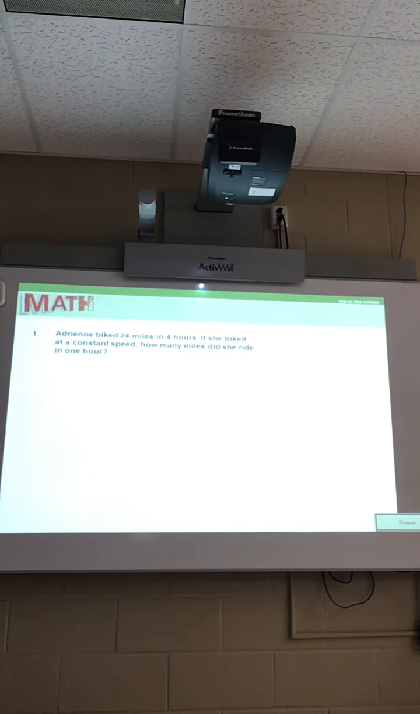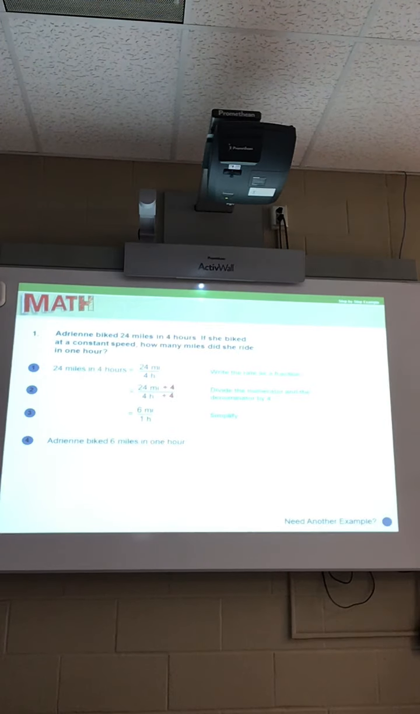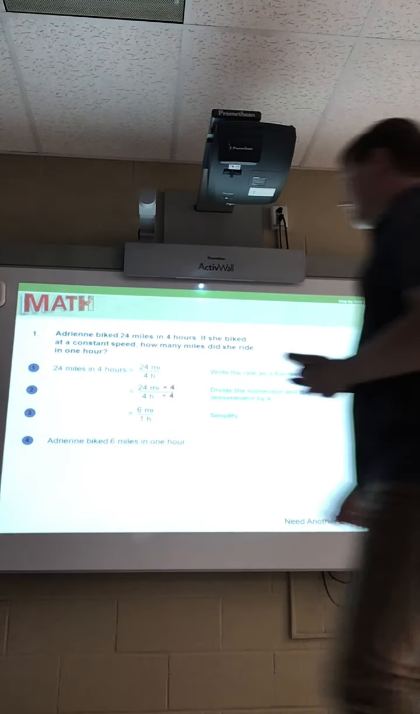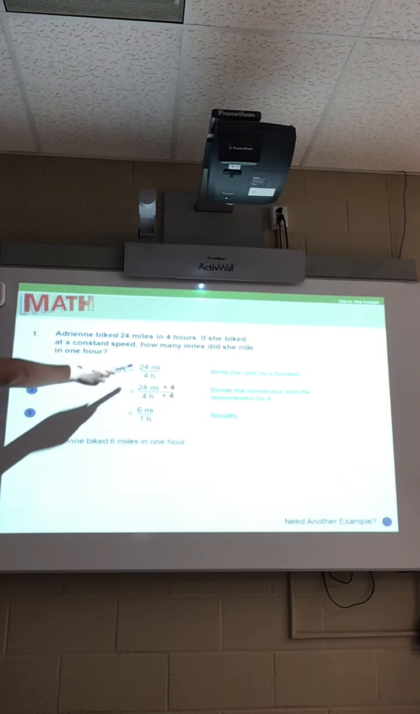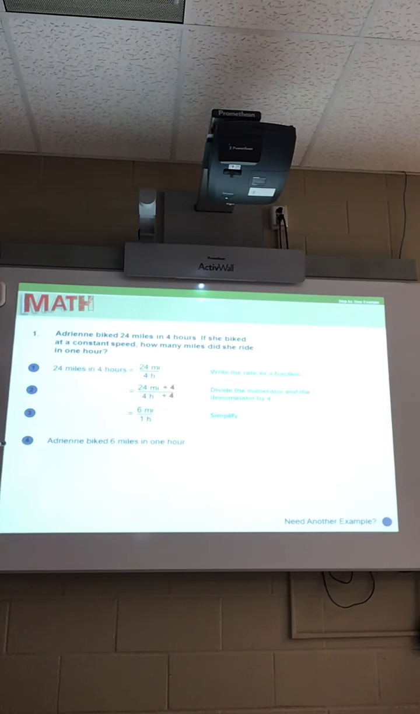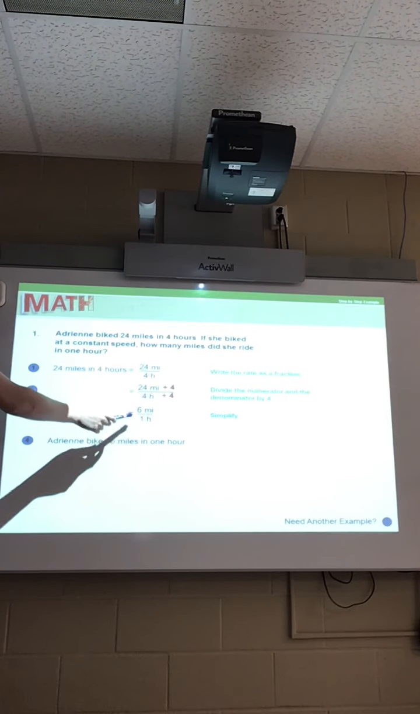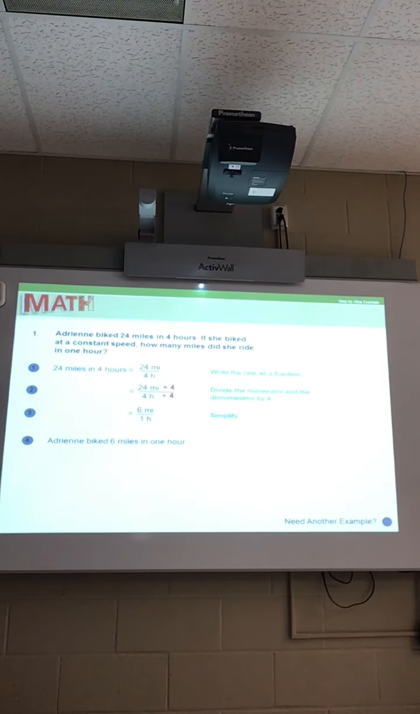If we unfreeze it, you can see all the work that we did, just without my marker. You take the 24 miles in 4 hours, and you write that rate as a fraction. So we have 24 miles over 4 hours. Divide the numerator and the denominator; what you do on bottom, you have to do to the top. Divide by 4, and you get your 6 miles per hour.